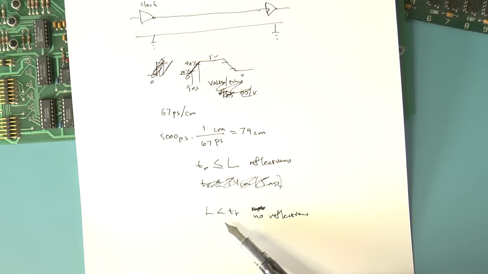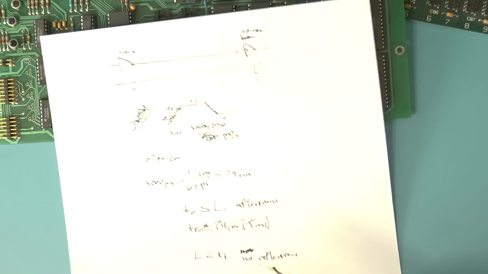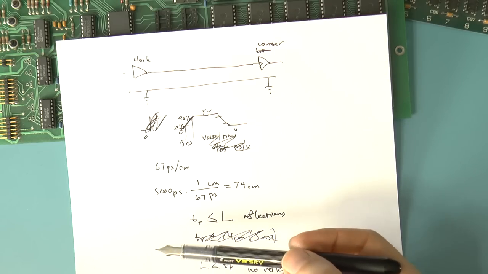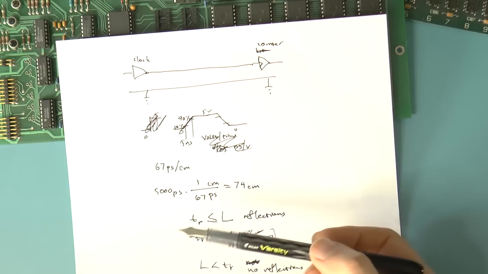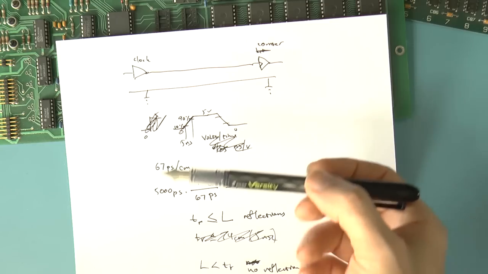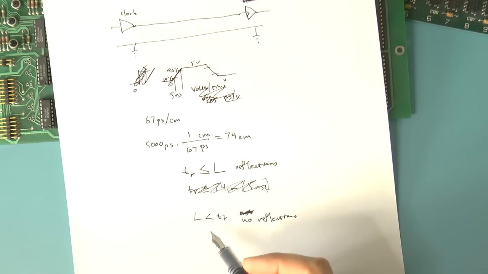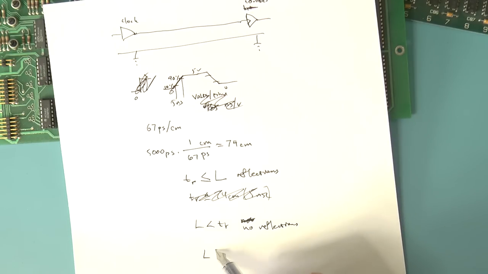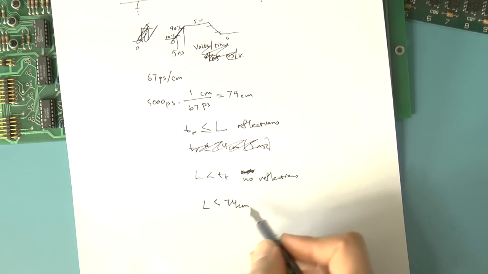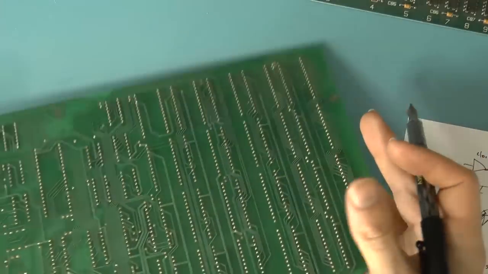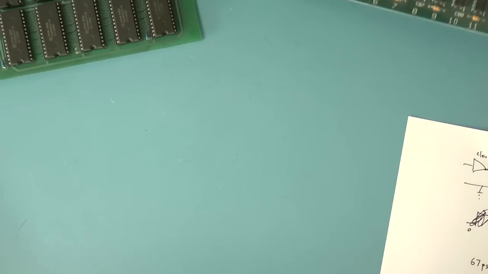If, on the other hand, the length of your transmission line is less than the rise time, then you don't have to worry about reflections. And the reason for that is that by the time the signal reflects back from the end of your transmission line, the voltage difference that it causes is not so much, and your signal has not risen very far either. So you don't really have to worry about reflections. So in this case, for TTL, because we know that the rise time of TTL is 5 nanoseconds, and that corresponds to 74 centimeters, as long as the length of your trace is under 74 centimeters, which is 3/4 of a meter, then you don't have to worry about reflections. And that's why on boards like this, you don't see termination, because there are no traces here that are longer than 74 centimeters.